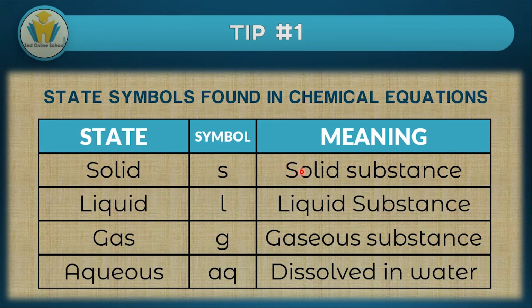Now, solid we know is just a solid substance. Liquid is also just a liquid substance. Gas we know is gaseous substance. So the only problem some students find is aqueous. Aqueous simply means something is dissolved in water. For example, if you get salt, which can be sodium chloride, and dissolve it in water, you are going to have aqueous sodium chloride.